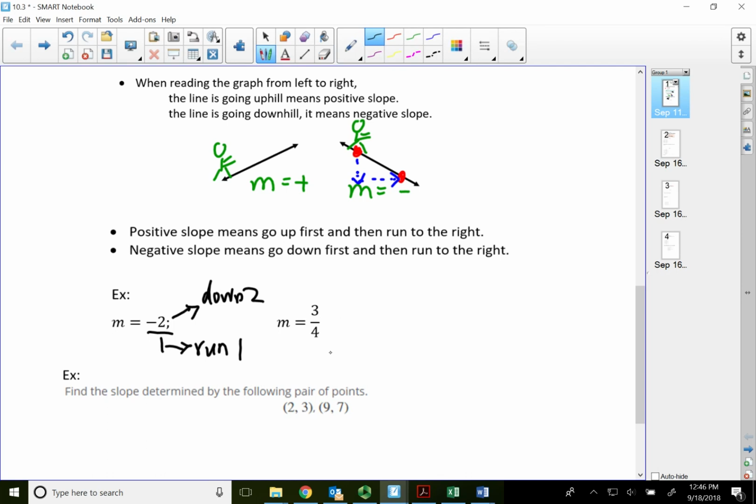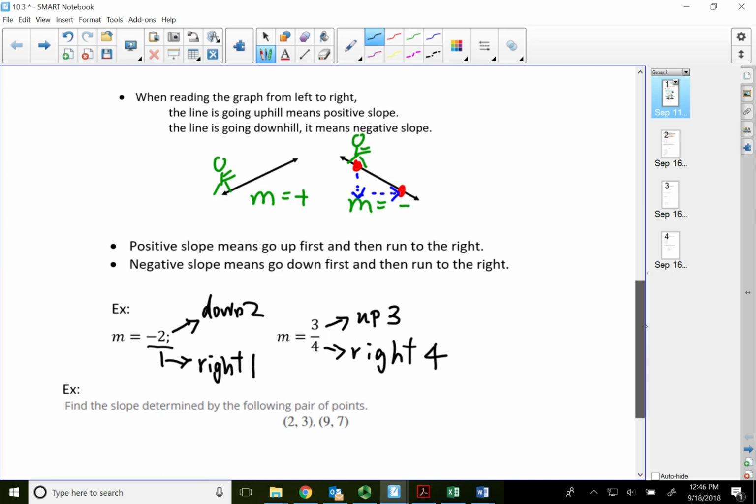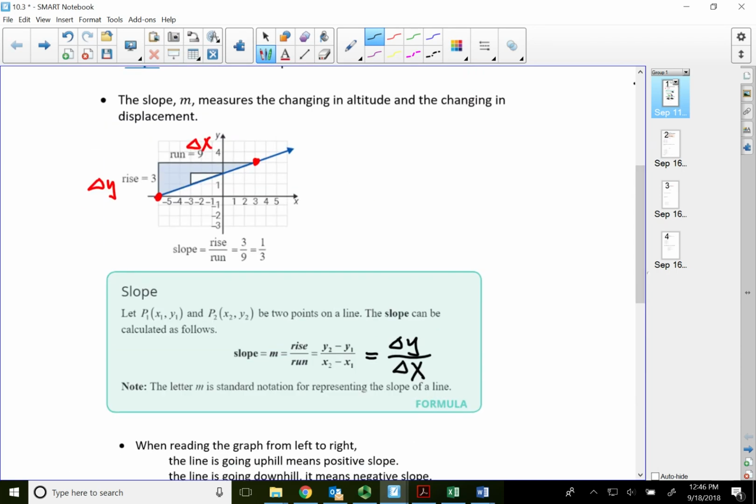So if my slope m is positive, that means the top number means go up 3 units and then run to the right 4 units. As you can see from this picture, when the slope is 3 over 9, simplified it will be 1/3.